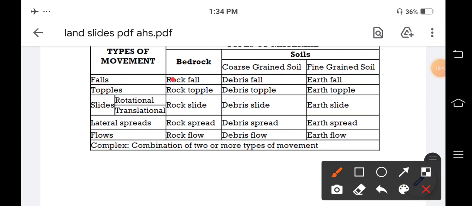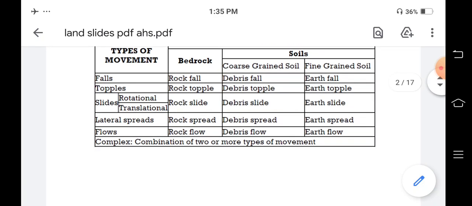In the case of the topple, it is called rock topple, rock slide, rock lateral spread, rock flow. And in the case of soil, in case of coarse grain, that is debris fall, debris topples, debris slide, debris spread, and debris flows. And in case of fine grained soil, it is called earth fall, earth topple, earth slide, earth spread, and earth flow.